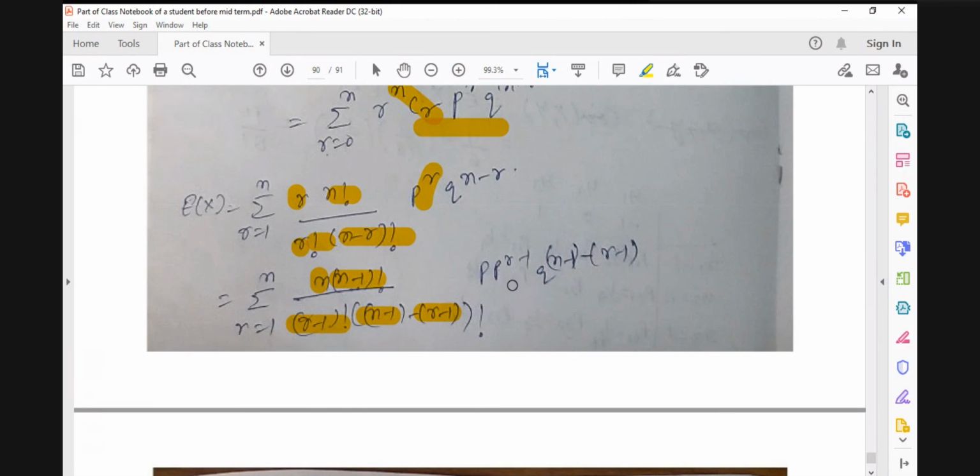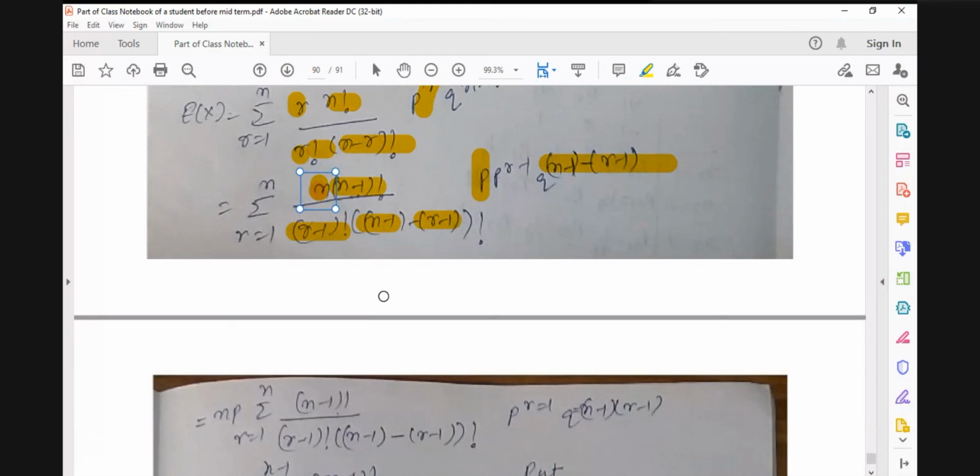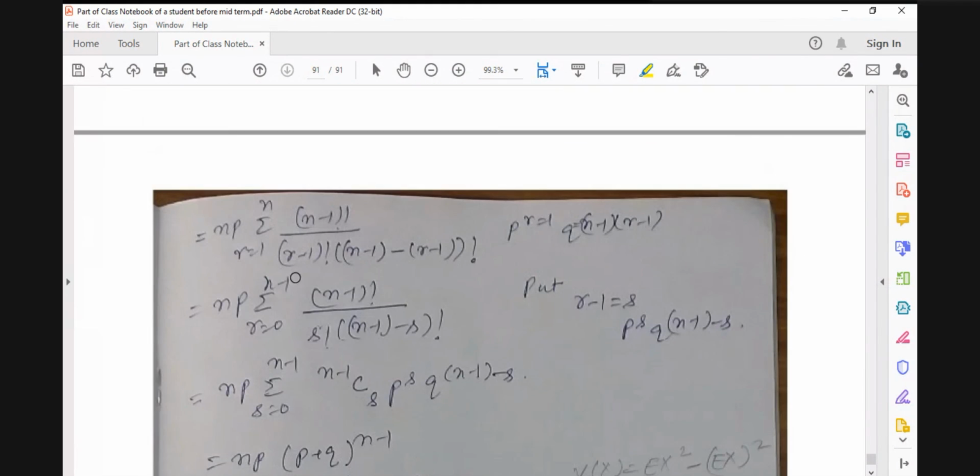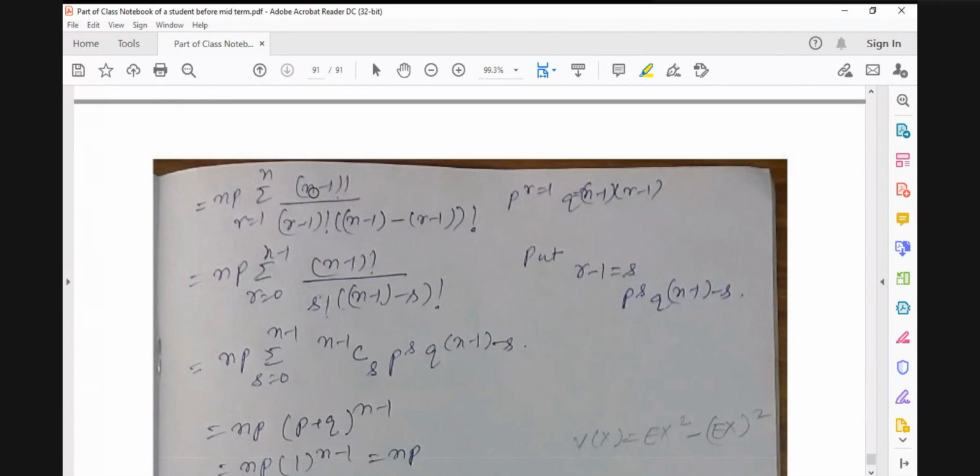Similarly, this p raised to power r can be written as p into p raised to power r minus 1, because we have taken one p outside, and this q to power n minus r can be adjusted like this. So here this p is independent of r, and this n is also independent of r. So we take this, and p will be outside, and we are having this. And then this is actually n minus 1 cr minus 1.